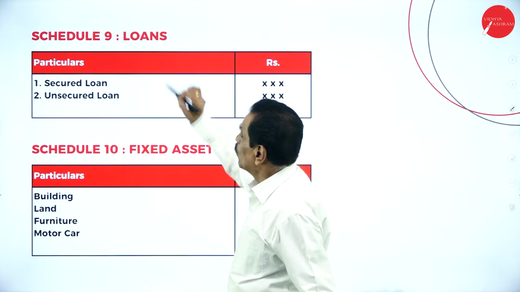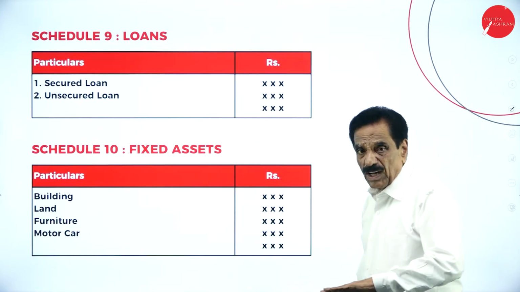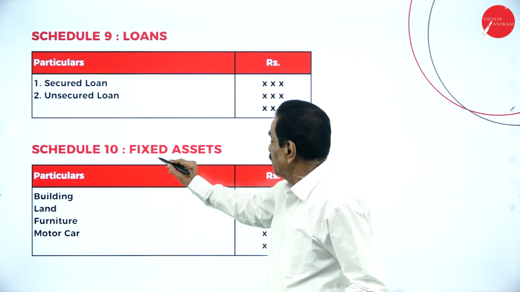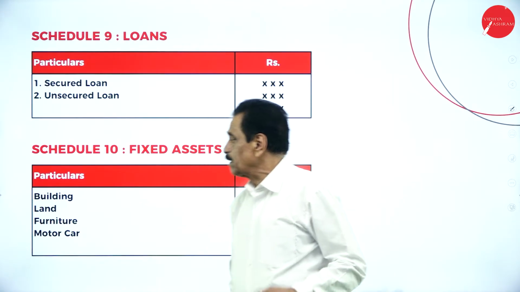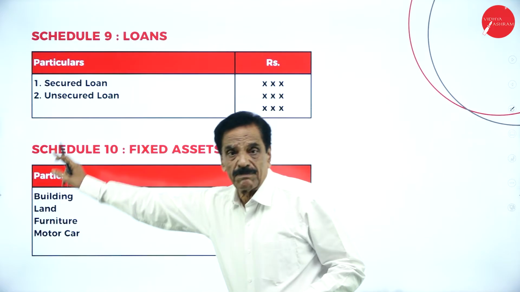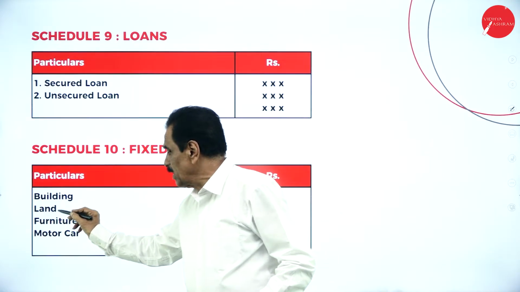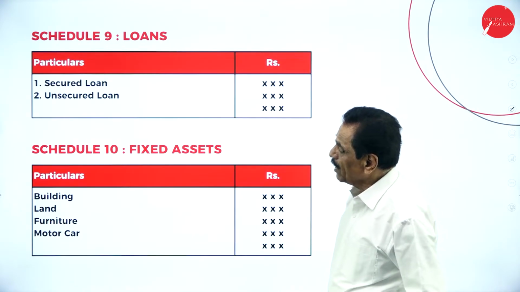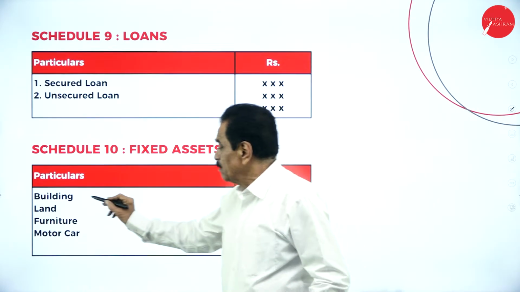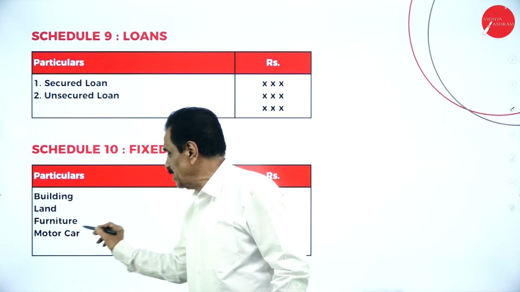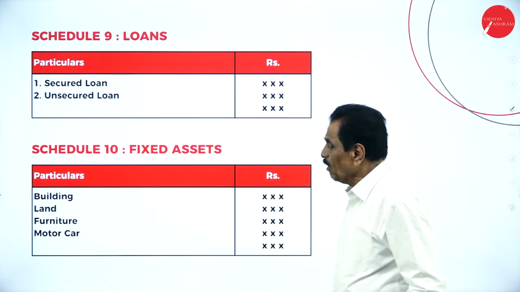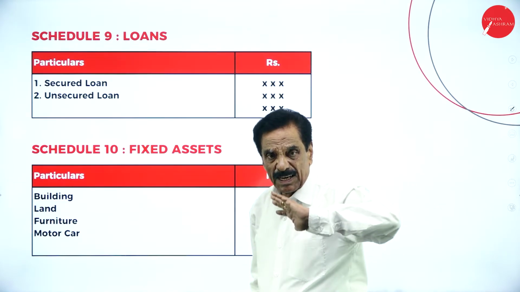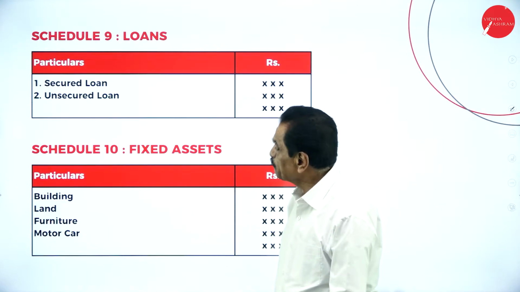Then in the loans, you have got secured loan and the unsecured loan. That's we have to learn. Then fixed asset, the fixed assets are building, or tangible asset we say. Fixed assets are building, land, furniture, motor, car, all these things. I have given only 4 items. The same will come: building, land, furniture, motor, car. So all these come under fixed, which is called tangible asset. The intangible asset is goodwill.